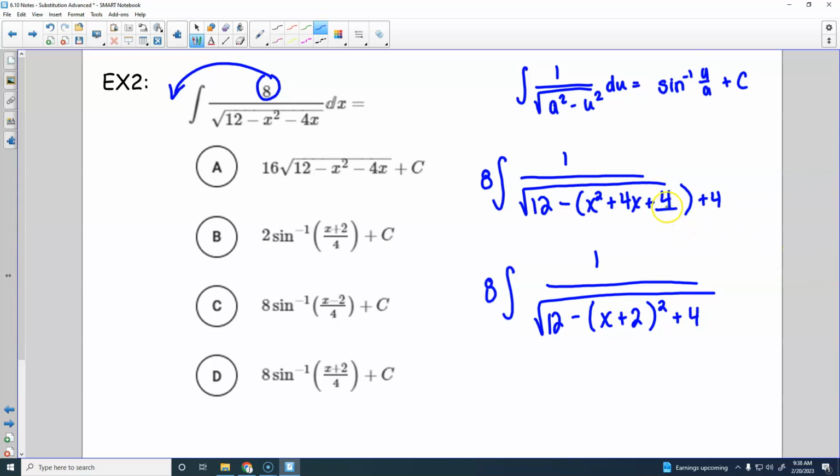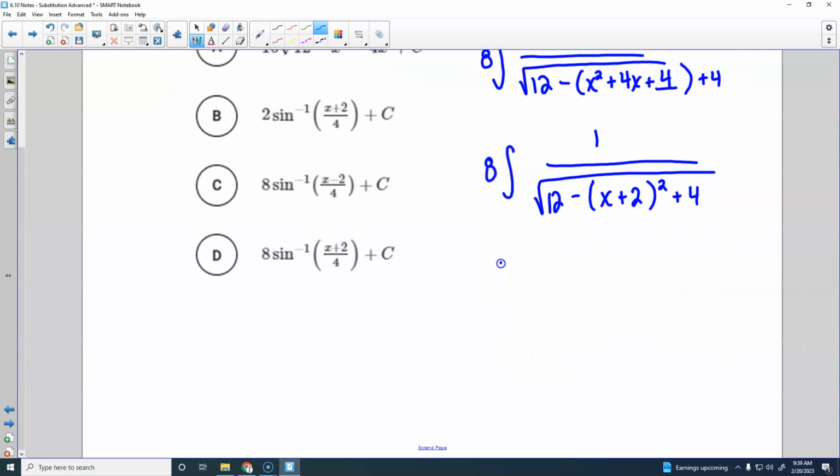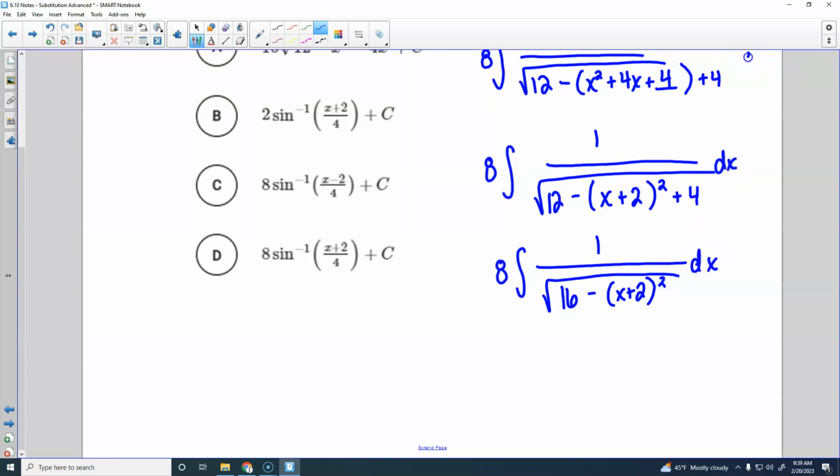So this 4 right here, although it looks like a plus 4, by the time I distribute that negative, it would be like I subtracted 4. So if I subtract 4, I've got to also add 4 to cancel out what I've done there. So I'm not actually changing the value. Does that make sense? All right, so this 12 and the 4 I can put together. So that's going to look like this: 1 over the square root of 16 minus x plus 2 squared. Anyway, I should have been putting a dx over here on the end the whole time.